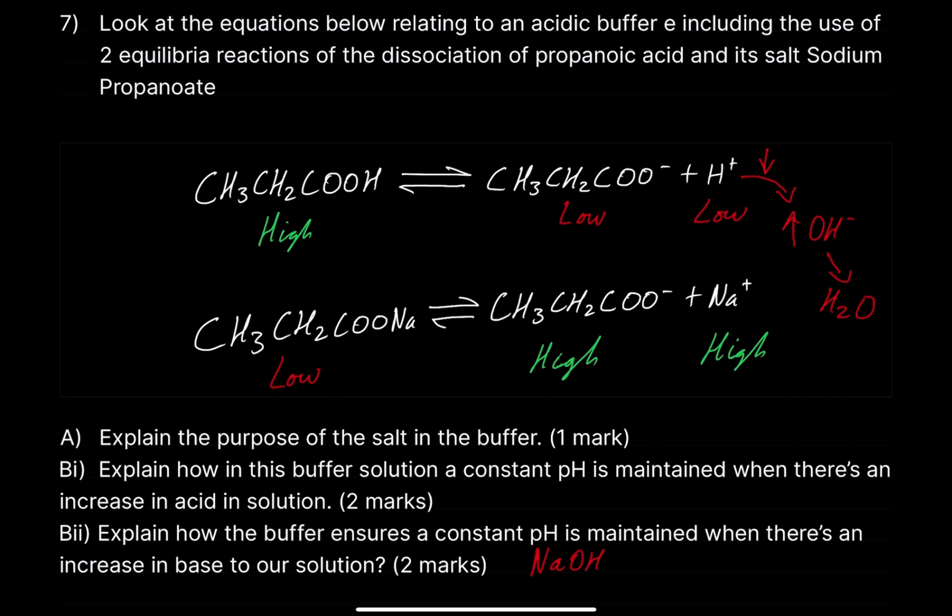Well, remember this whole thing is an equilibrium. So if there's a decrease in H plus concentration, the way that we'd increase H plus concentration is by having equilibrium shift to the right to dissociate more propanoic acid to propanoate and H plus, to increase the H plus concentration.